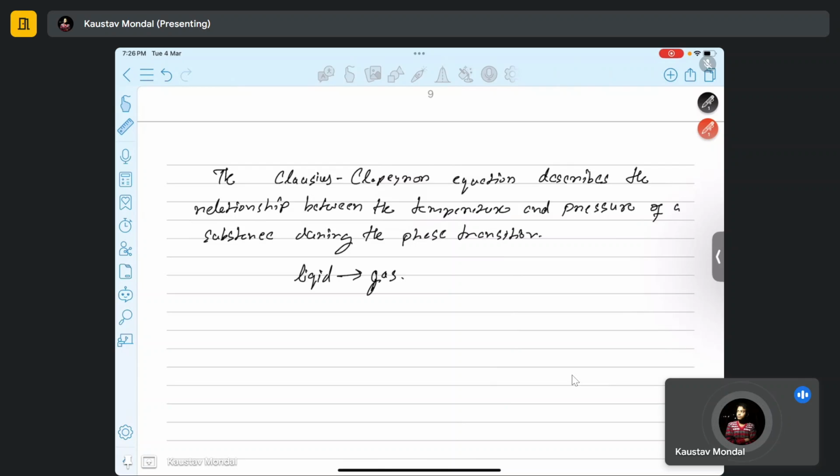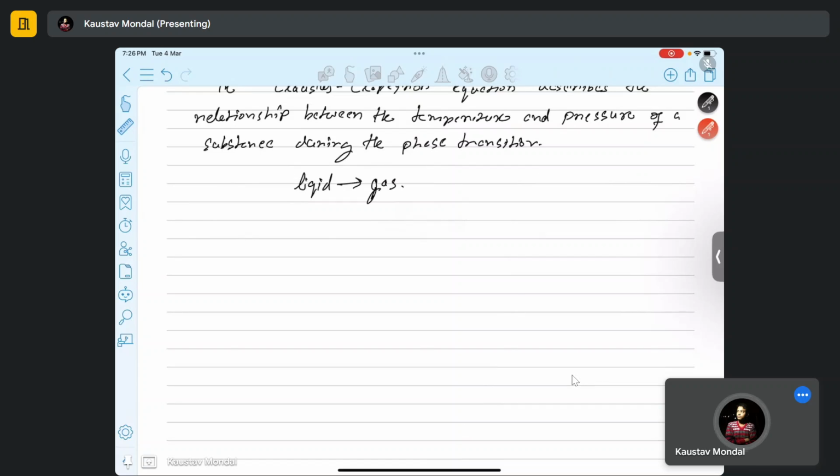In order to get that, Clausius and Clapeyron made this equation, called the Clausius-Clapeyron equation, and the equation is basically dP/dT equals L by T into delta V.